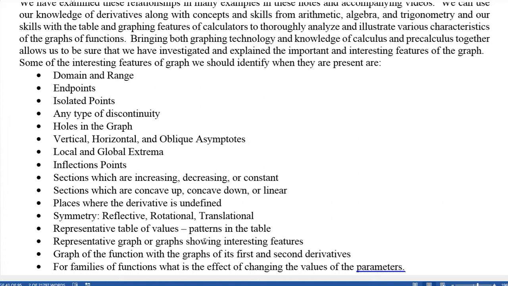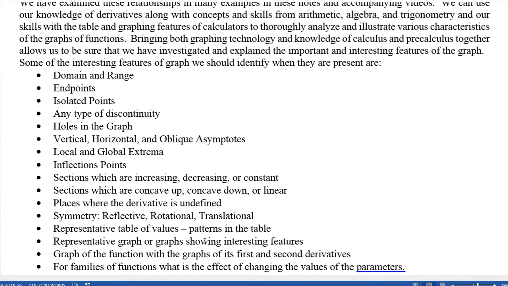Anything about symmetry. Does it have any kind of reflective symmetry, maybe x-axis symmetry or y-axis symmetry, or maybe symmetry about some other line? And we are also interested in, say, rotational symmetry. Does it have 180 degree rotational symmetry about the origin? We call that origin symmetry, or some other similar kind of rotational symmetry. Or perhaps a translational symmetry. We call that periodic behavior. Okay, so periodicity. Does the function have a period?